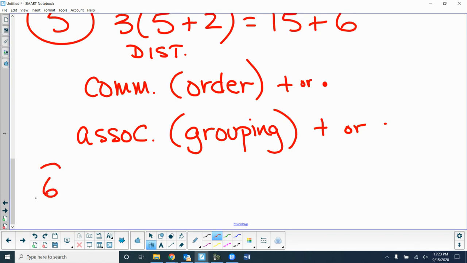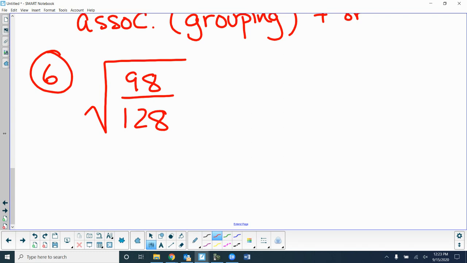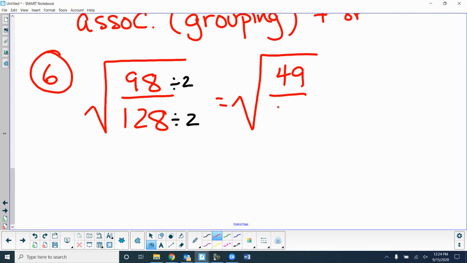Number 6, another square root problem. And we have a fraction. This is a little different than the warm-up because what can you do to this? You can simplify it. What goes into both of those? 2, right? If you divide them both by 2, you get 49 over 64, which are nice numbers. Why? Because they're perfect squares. What's the square root of 49? And 64? 8. No radical anymore, because they were perfect squares, the radical sign's gone.